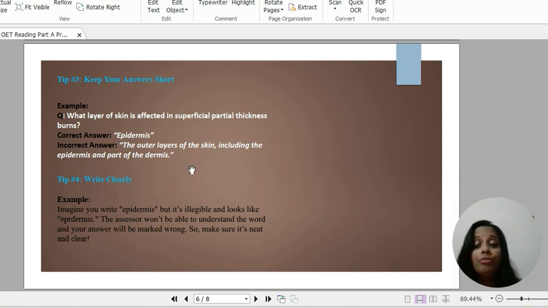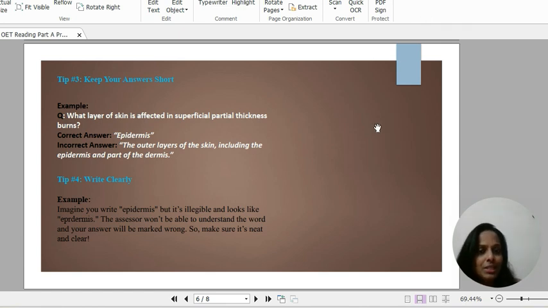And let's move on to our fourth tip. Write clearly. You have to write clearly. Make sure your handwriting is legible if you're writing your answers by hand. If the assessor can't read it, you won't get that point. Imagine you write epidermis, but it's illegible and looks like EPR dermis. The assessor won't be able to understand the word and your answer will be marked wrong. So make sure it is neat and clear.